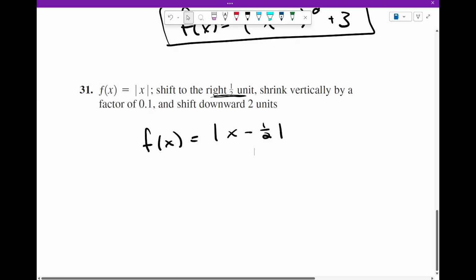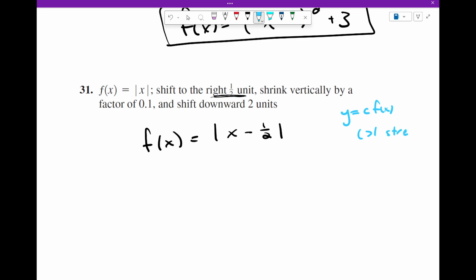So the thing we have to remember here, everybody, are the stretches or the shrinks vertically part. So if you remember, I'm going to write over here to the right. If c is greater than 1, it's a stretch. And if c is in between 0 and 1, then it's a shrink.